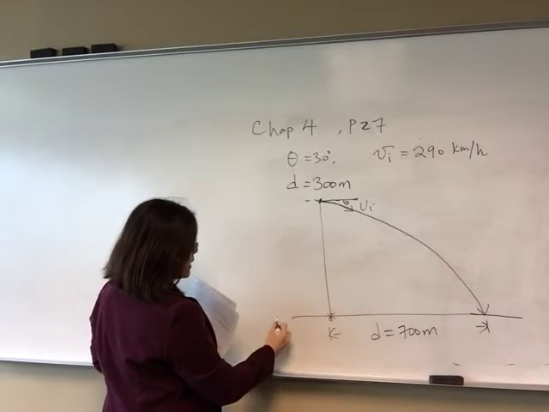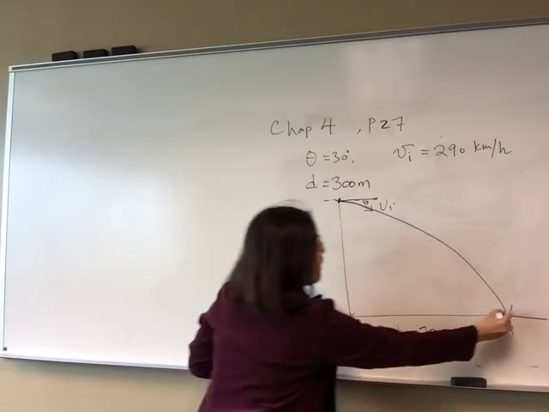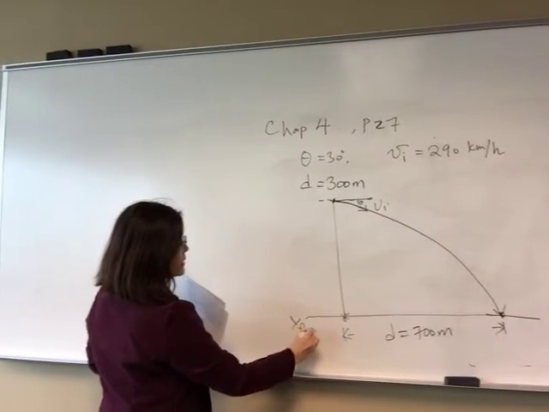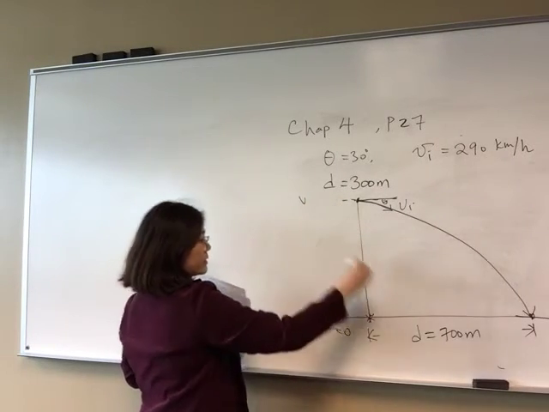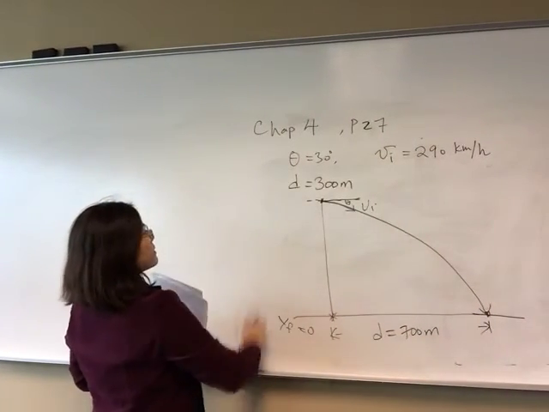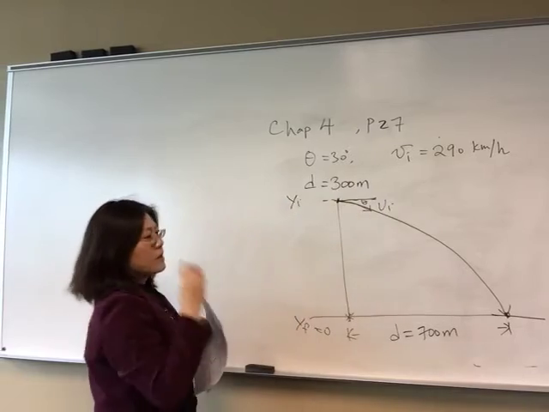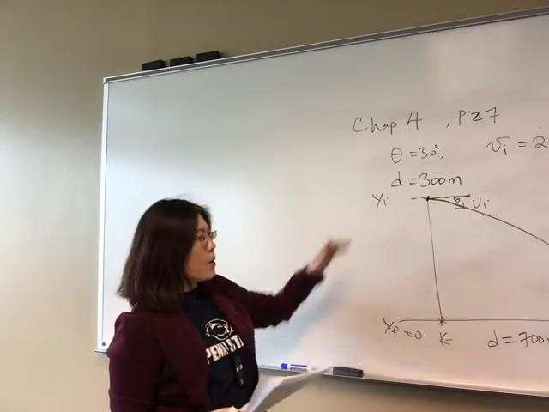So again, this basically is our final height, so the final height is equal to 0. The initial height, we don't know, so let's just say this is your yi. So now you're asked to find time and yi.